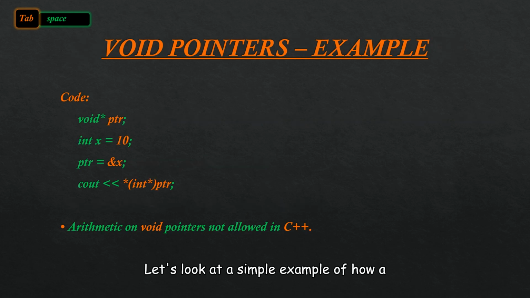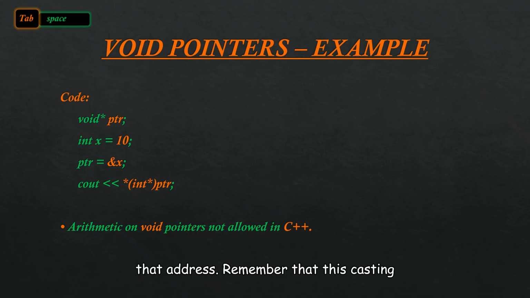Let's look at a simple example of how a void pointer works. Here we have a void pointer ptr which is assigned the address of an integer variable x. Now if we try to dereference ptr directly, the compiler won't allow it. So we cast it to an int star before dereferencing. That gives us proper access to the value stored at that address. Remember that this casting is mandatory, and in C++, pointer arithmetic with void pointers is not allowed. This restriction helps avoid type mismatches and keeps your code type safe.